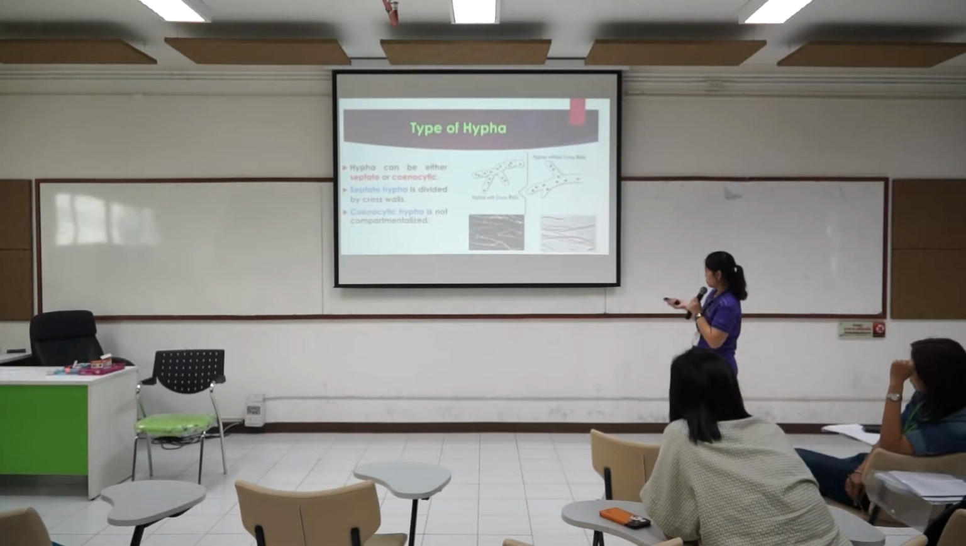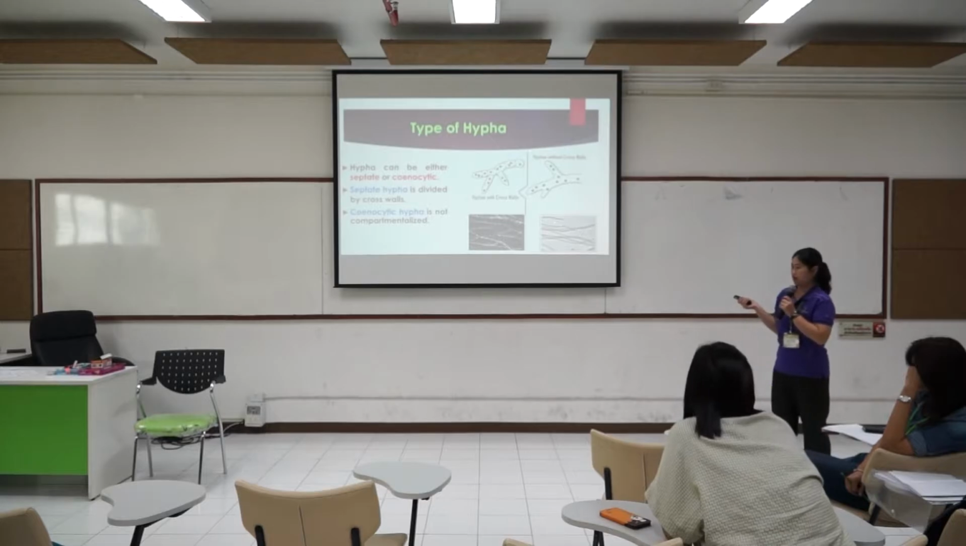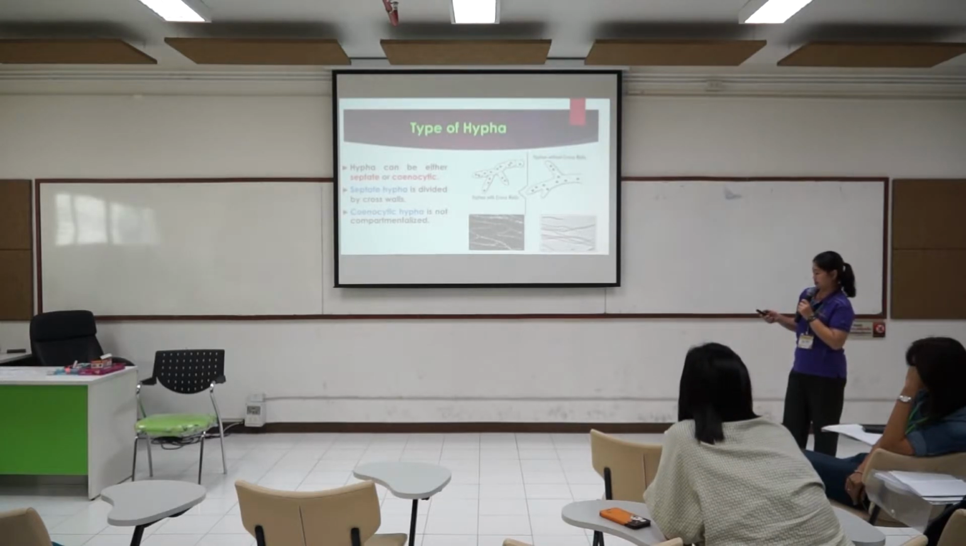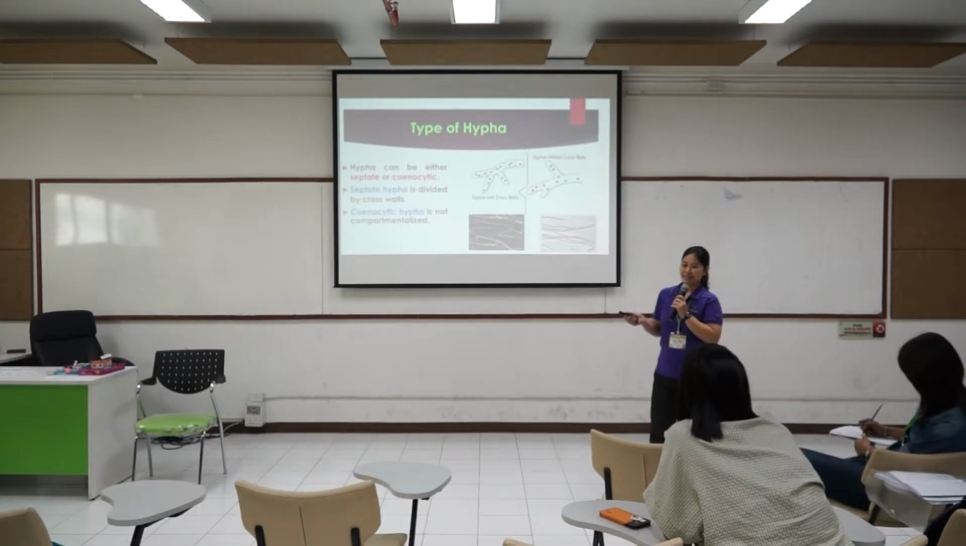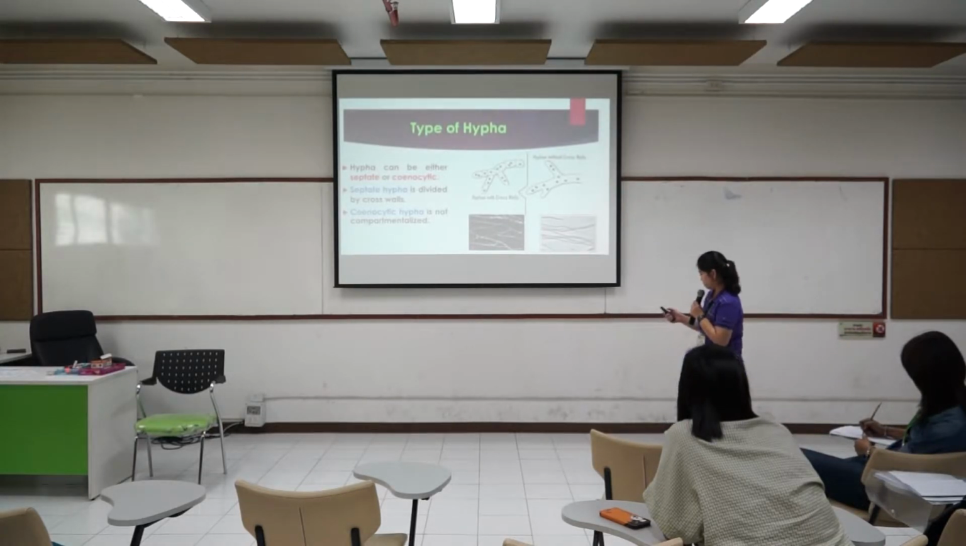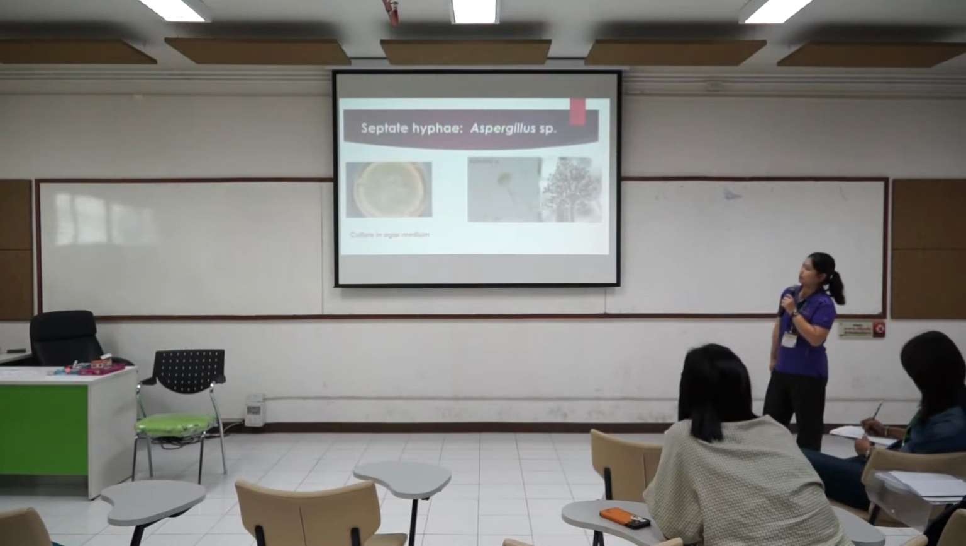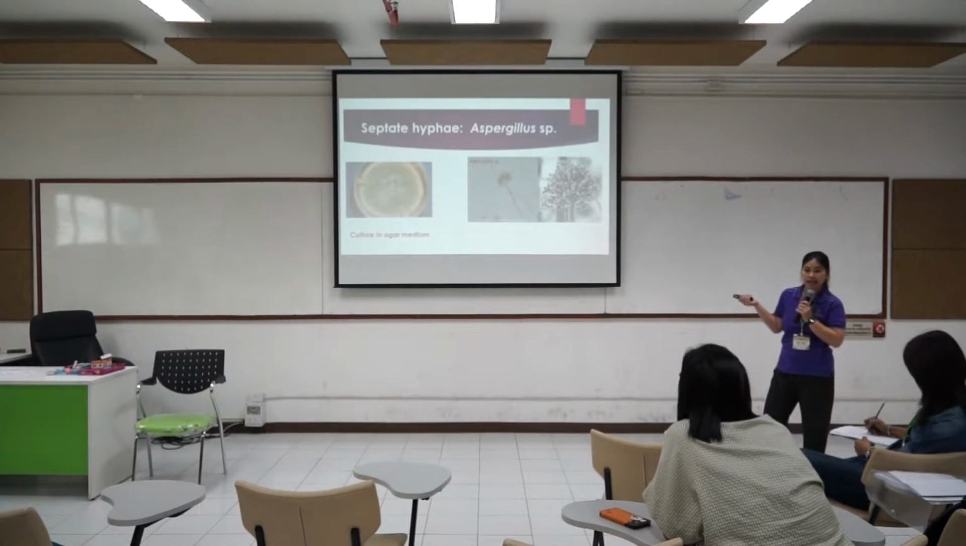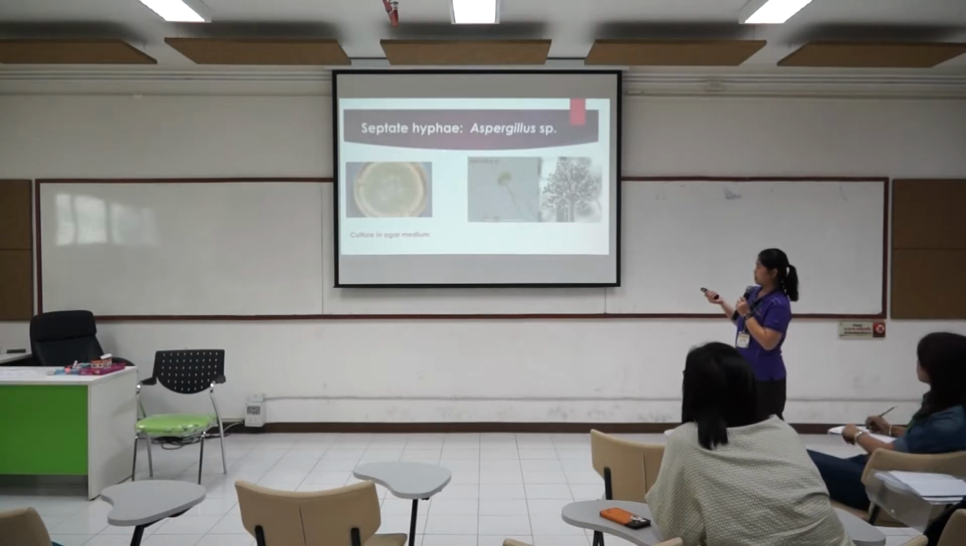And in the picture below, this is the septate hypha which we can find under the microscope. And the right is the cenocytic hypha. Can you understand? Any questions? If no, I will go to the next slide. Okay. What can you see? This is an example of septate hypha.